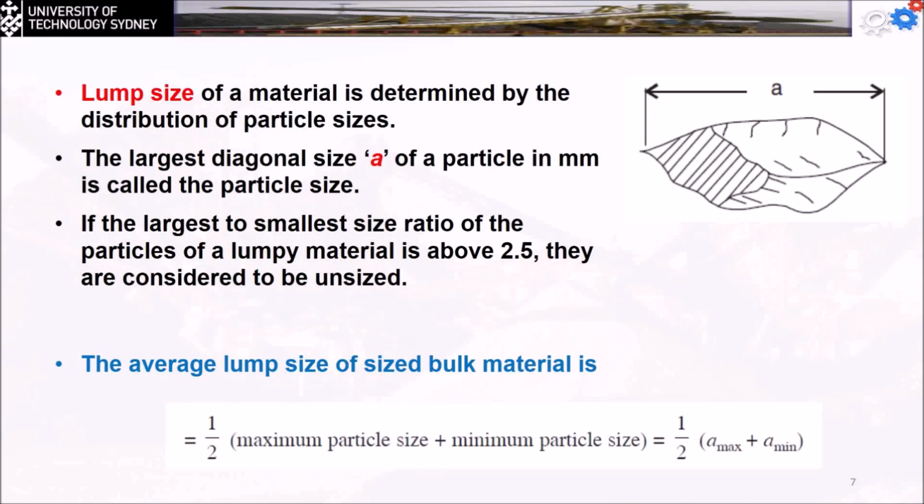So the average lump size of the sized bulk material is going to be calculated by using this equation. It is going to be half of A maximum plus A minimum. Simply, it is the average.